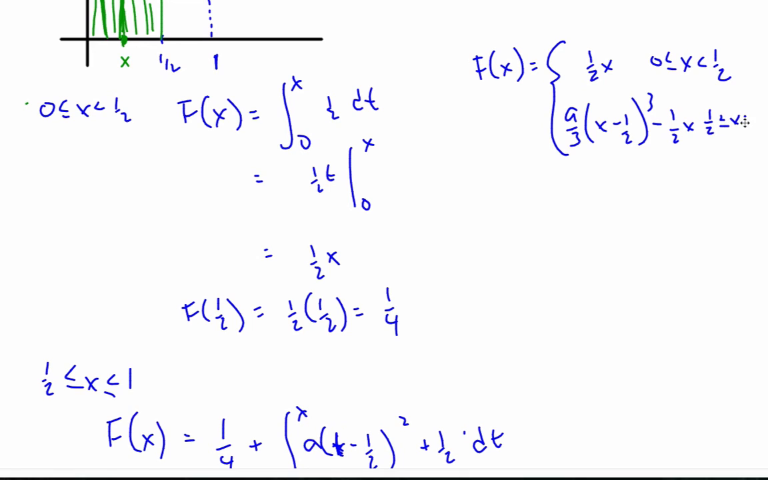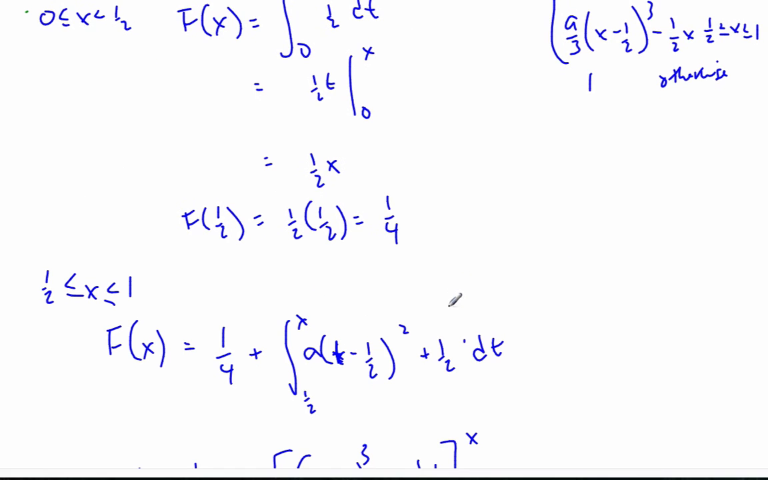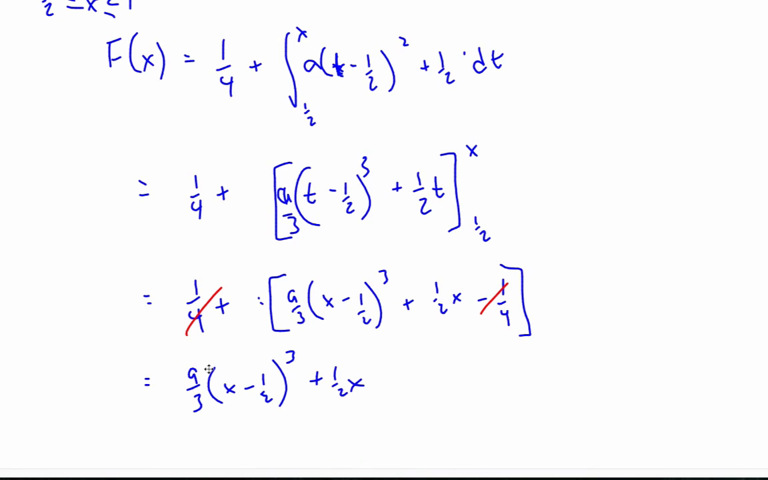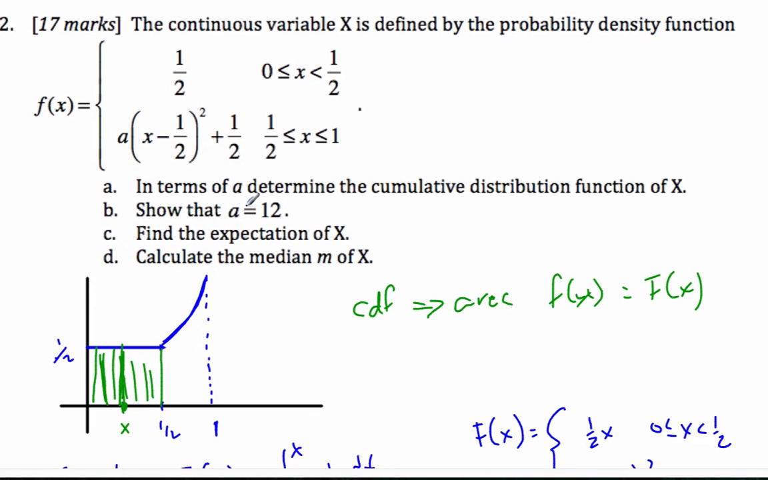1/2 less than x less than or equal to 1, and 1 otherwise, because if it's after that point, it's just already equal to 1. We're not going to do more than that. All right, so there is our cumulative distribution function, all worked out for us. Now, B part says show that a equals 12.